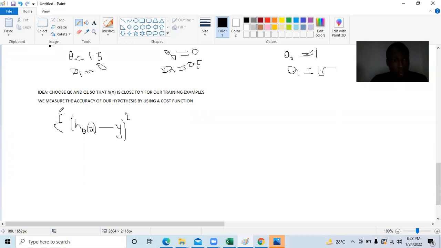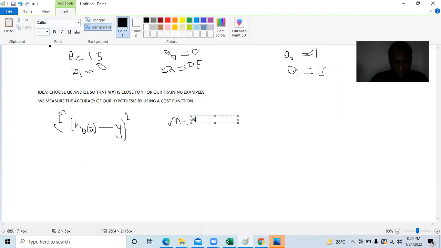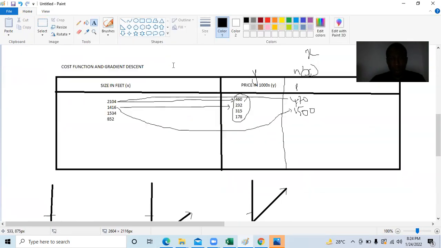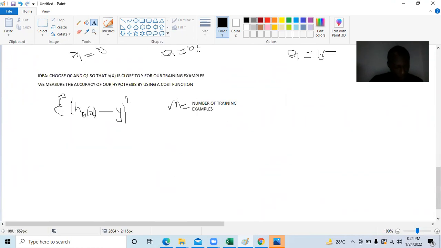On top of this summation is an m, where m is equal to the number of training examples. So for example, in this data, we have 4 training examples. So m here is going to be equal to 4.